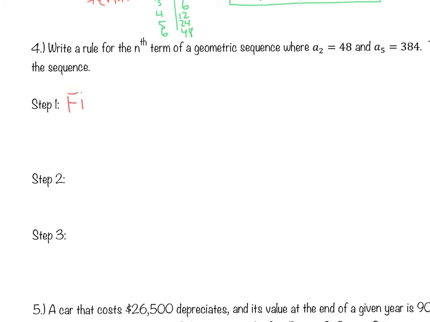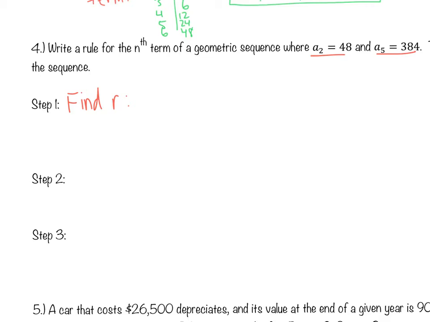Find r. With common ratios, this is a little bit different than how you figured out common difference. With common difference, you were able to use these as points and act like a slope, subtracting the terms and dividing by the subtracted term numbers to find that common difference. This one's a little bit different.